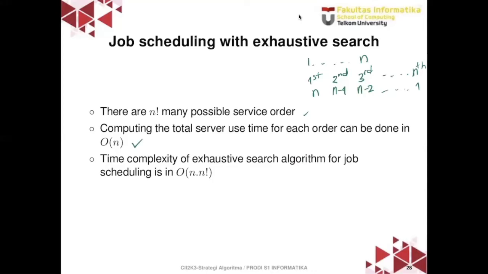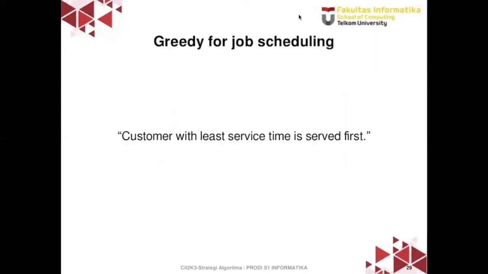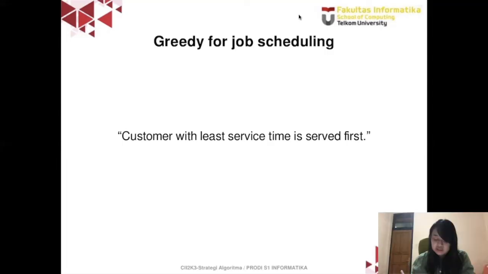The time complexity of the exhaustive search algorithm for job scheduling is this one, because we just need to multiply n with n factorial. So by greedy, we want to minimize total waiting time. Logically, of course, total waiting time will be minimum if what we wait for is done fast. So the customer with the least service time will be served first.